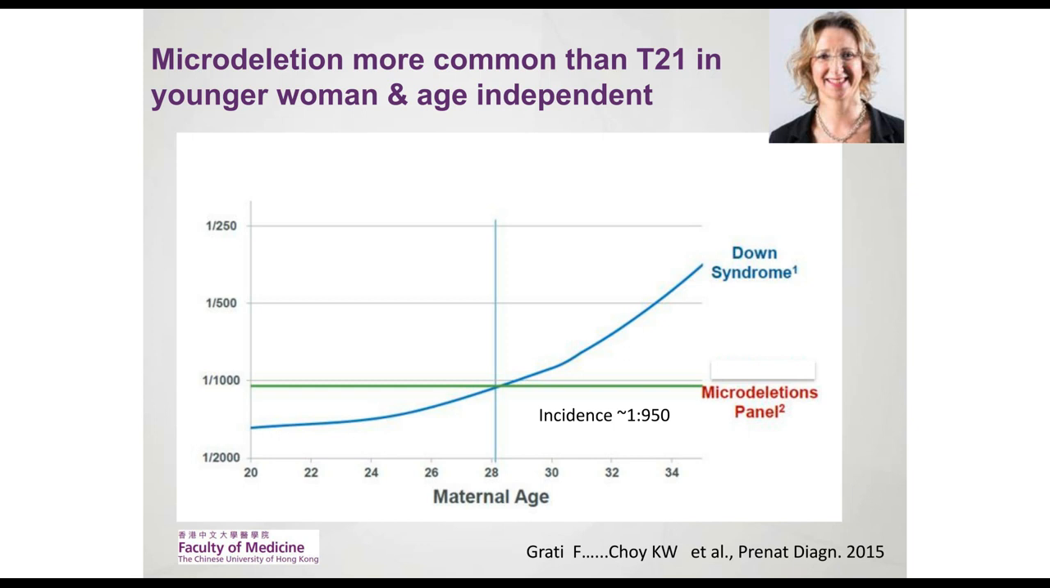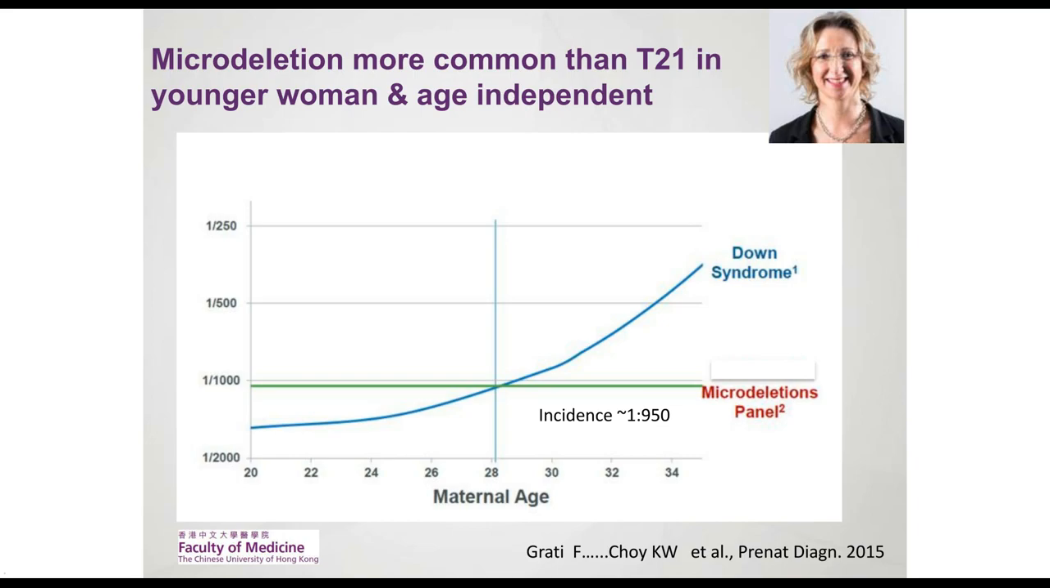But you can see that for microdeletion syndromes, particularly 22q DiGeorge as well as Prader-Willi and Angelman, it is not related to age. So that means for any woman who goes for a prenatal diagnosis, the only way to detect these microdeletions and microduplications is microarray, because karyotyping will not be able to detect them.